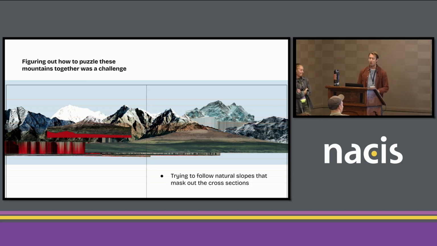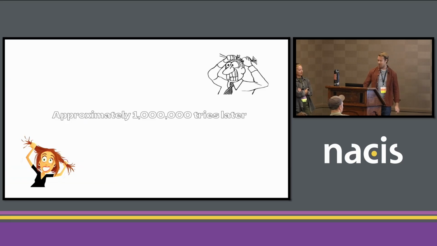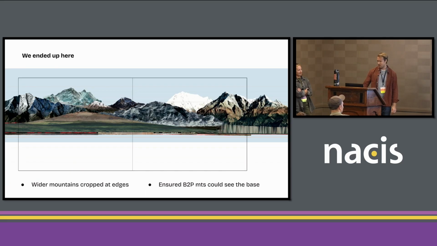So the next step was puzzling all these mountains together, which there was no secret to doing this. It was just a lot of trial and error, and pulled my hair out several times. But we ended up here, and I think the way we could fit them together is taking some of the wider mountains and putting them to the edges so they could fade off, and then trying to follow kind of these natural contour lines, and making sure that the parts we needed to see of each mountain were visible.